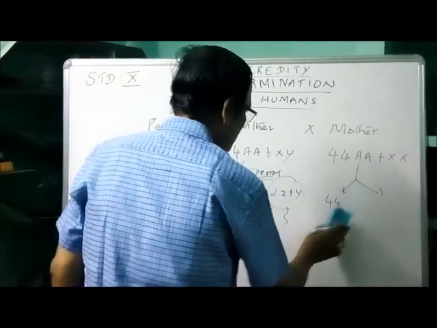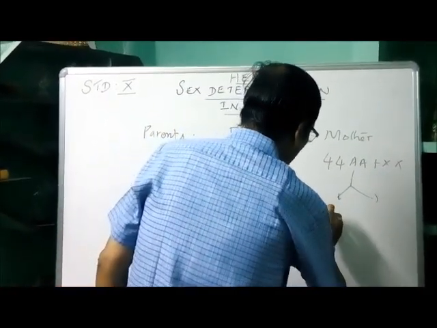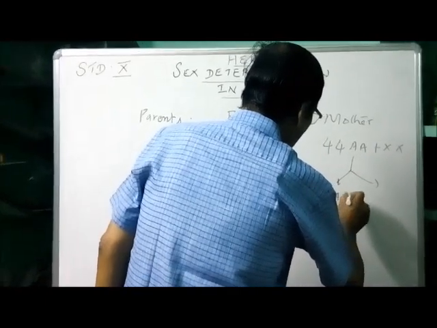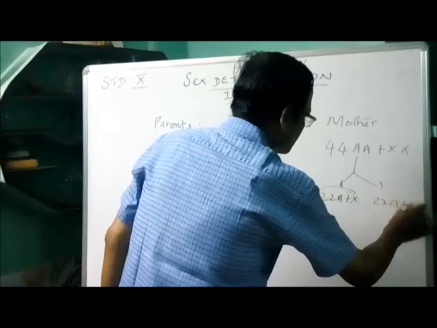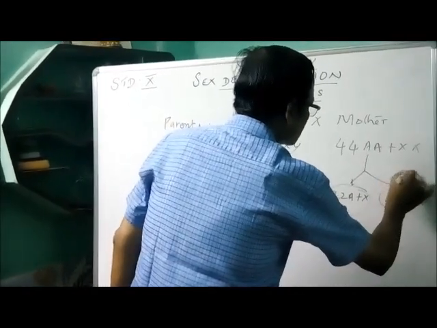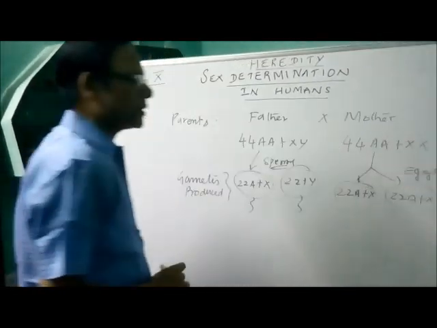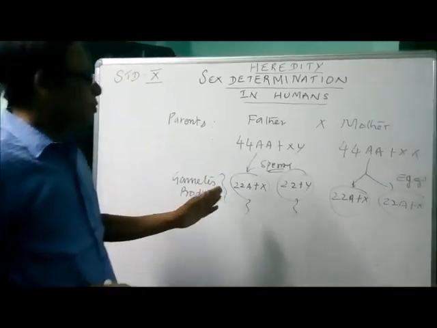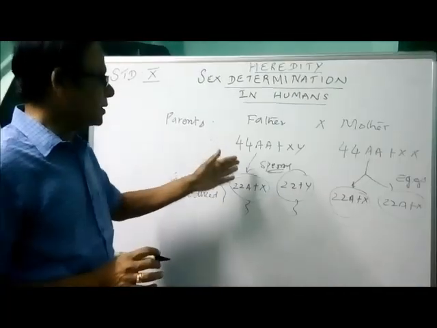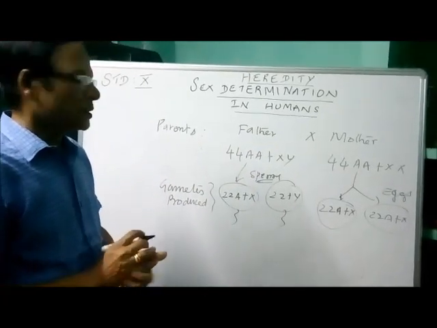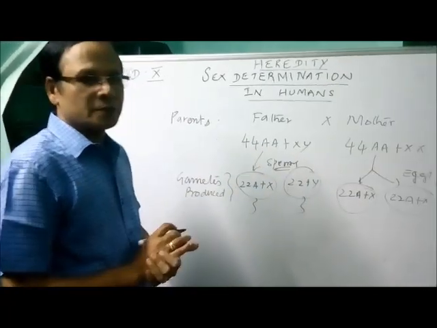That is what we have, each one with the 22 autosomes plus X. These are all the eggs produced. I mentioned already the sex will be decided by the heterogametic sex. The male here is heterogametic. That will decide the nature of the sex.